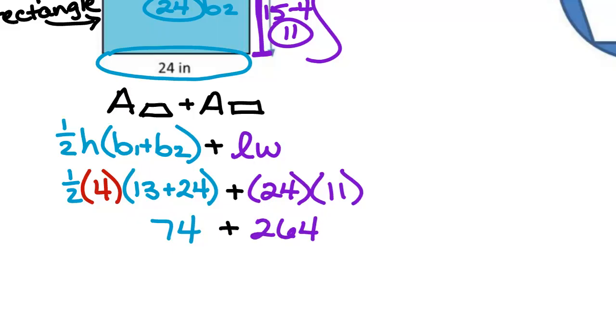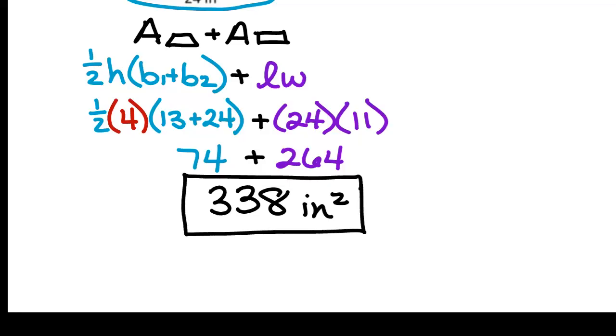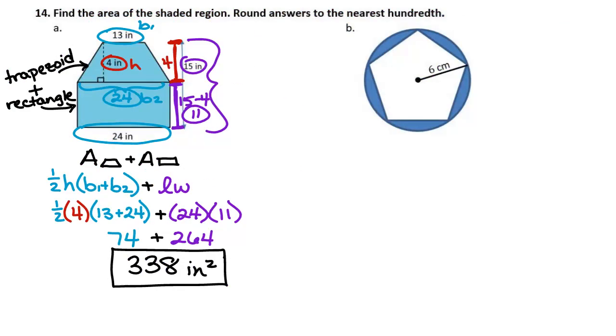74 plus 264 would give us what? 338 inches squared. Very nicely done.